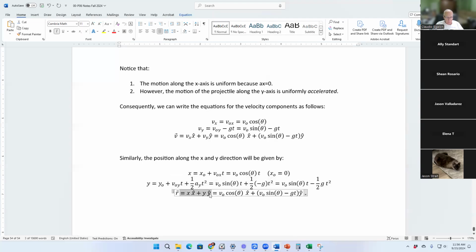And copy and paste. I'm going to erase everything else. And I'm going to put parentheses here. This one doesn't need a parenthesis, but this one needs. For the first term, it's just one term multiplied by x hat. For the second term along the y direction, it's two terms.